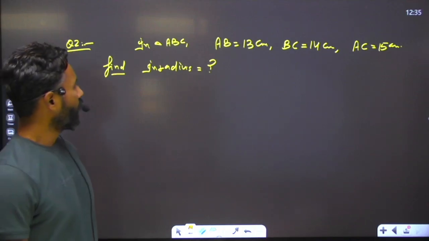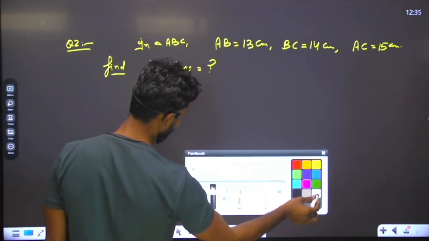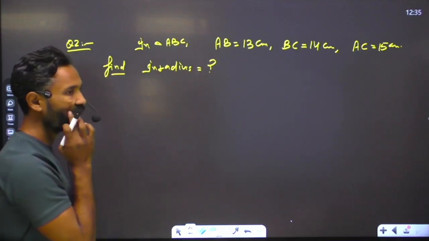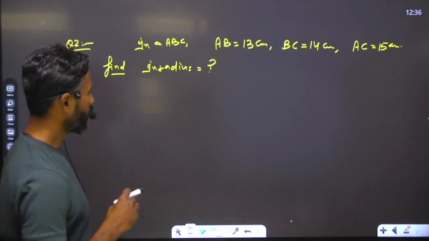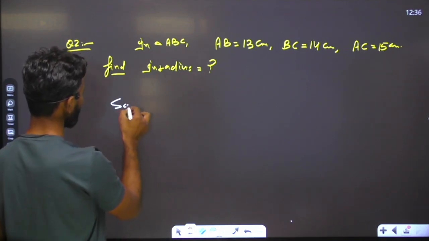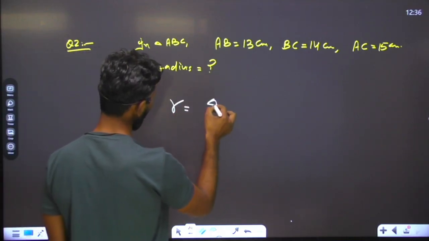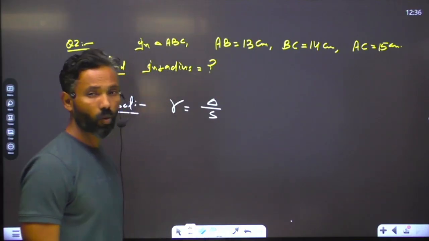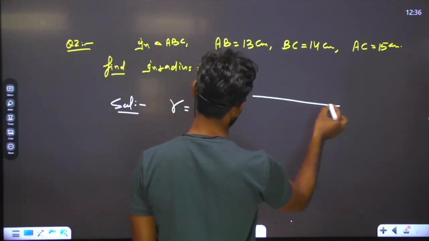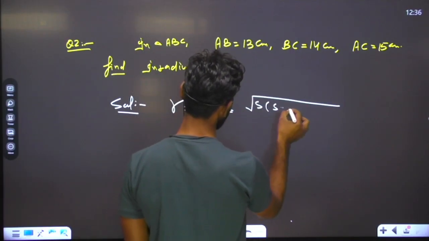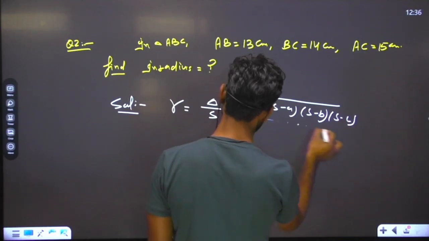Now we know very well the formula here. The length of each side of the triangle is provided, and we have to calculate the inradius of the incircle. We already know that the formula of inradius is R equal to del upon S, and del is equal to under root S into S minus A into S minus B into S minus C, where S is the semi-perimeter.